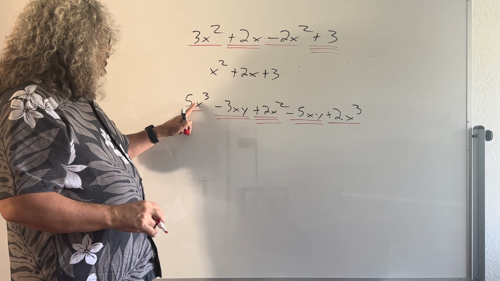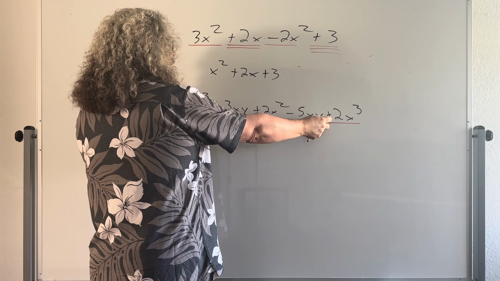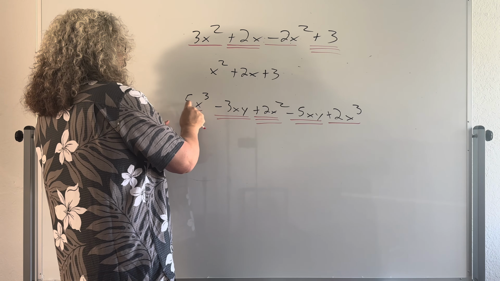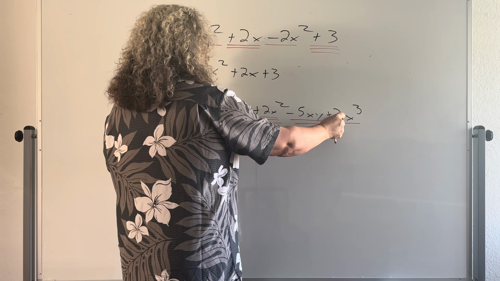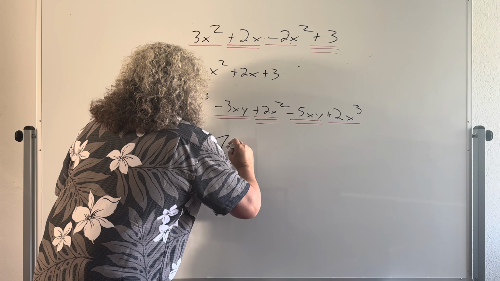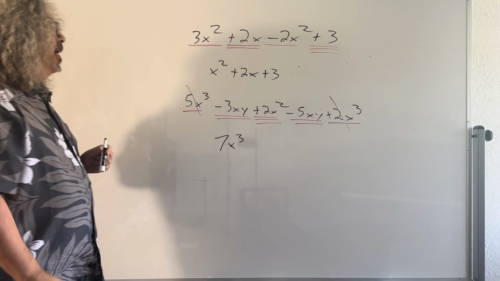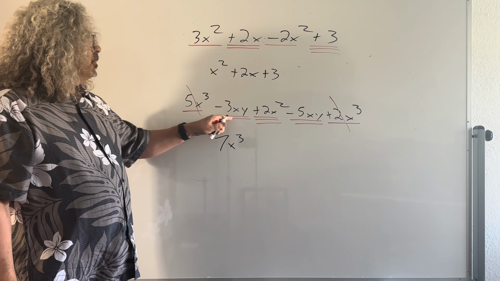So I'm going to go 5x third. I'm going to ignore all this, but I'm going to use this sign in front of this one. So it's really 5x cubed plus 2x cubed, which will give me a 7x cubed. Boom. I might even cross that out so I don't do them again on accident. Okay? Now I've got these double underlines.